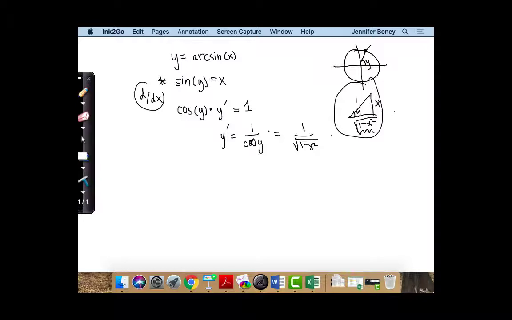Same thing works with the other inverse trig functions. It's just a matter of using some Pythagorean theorem thoughts to figure out how you translate back this 1 over cosine of y into something about x to have it in a function of x like you had. But y prime is 1 over cosine of y is a perfectly legitimate statement. It's just that y was arc sine of x. So the cosine of arc sine of x is that expression.